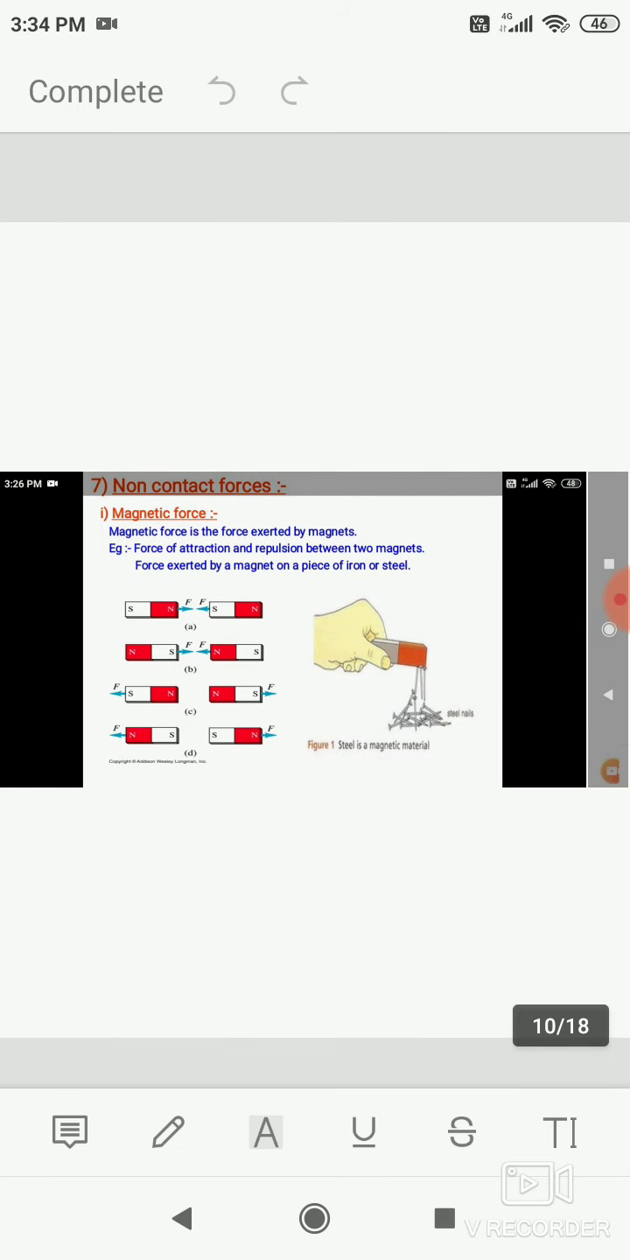Now, seventh, non-contact force. Its first part is magnetic force. This force is always exerted by magnets, as indicated by its name. For example, the force of attraction and repulsion between two magnets, and the force exerted by a magnet on a piece of iron or steel.